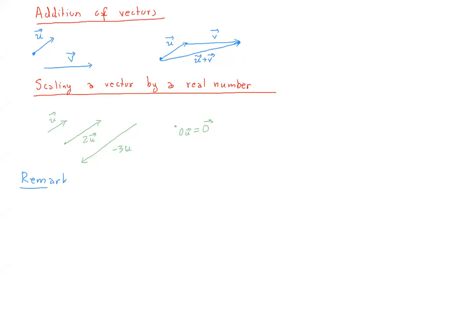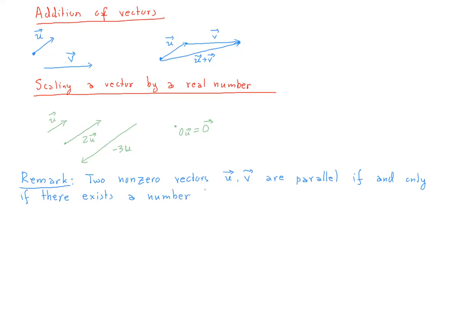So two non-zero vectors u and v are parallel if and only if there exists a number, a real number, in our case, lambda. This is a standard Greek letter which is used in this context. It's pronounced lambda. Such that u is equal to lambda v, or v is equal to lambda u.